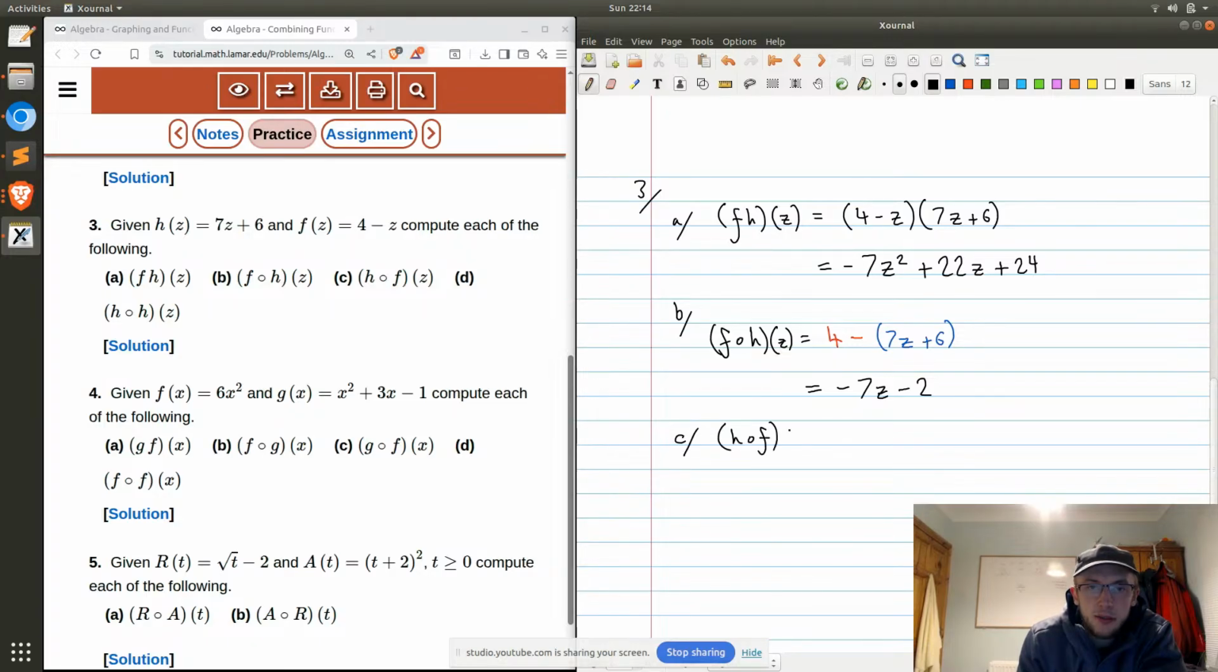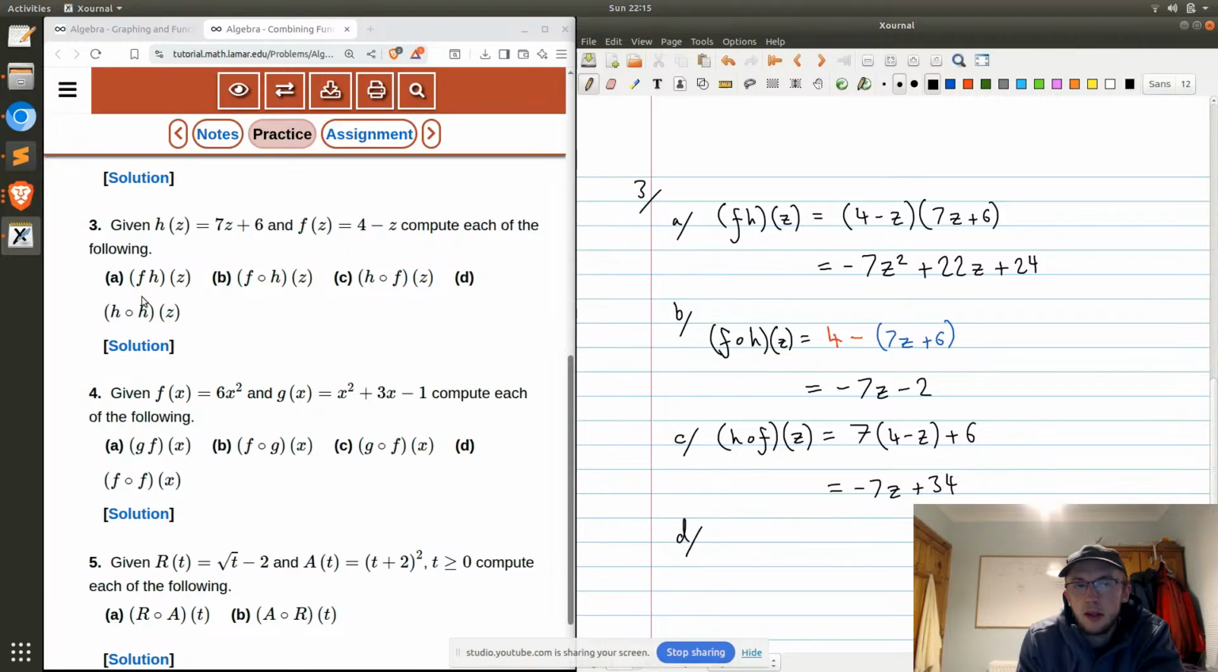H circ f, or h of f. That's another way to say it. This time you pick up f and you put it in h. So 7, open brackets, 4 minus z, close brackets, plus 6, and compute. So we get negative 7z plus 28 plus 6, which is plus 34.